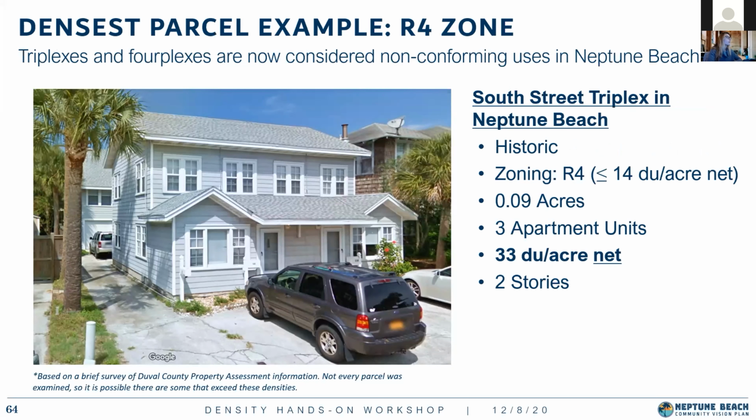So here you have a triplex. Again, we know that right now triplexes and fourplexes are no longer considered non-conforming uses in Neptune Beach, but you have a lot of historic homes in the city, and particularly in this neighborhood, where there are still some triplexes and fourplexes. Just so you see an example, this triplex is actually 33 dwelling units to the acre net.